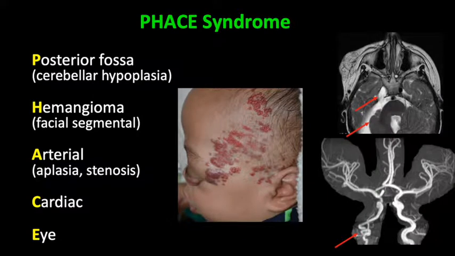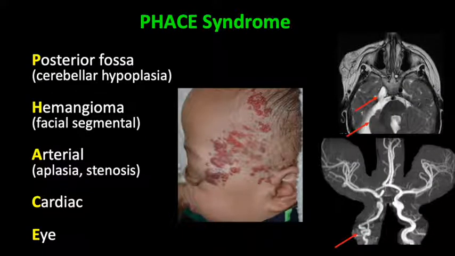An interesting syndrome in association with hemangiomas is FACE syndrome, and that's an acronym for posterior fossa, hemangioma, arterial, cardiac, and eye anomalies. So these patients typically will have facial hemangiomas that occur segmentally, and they're often going to be in the distribution of the branches of the trigeminal nerve or as a midline forehead lesion.